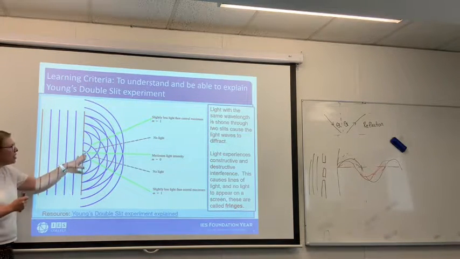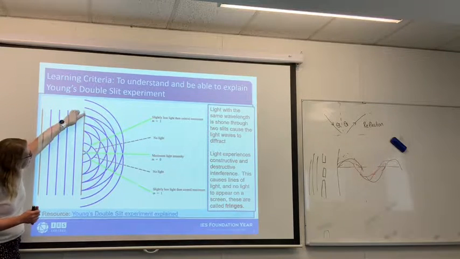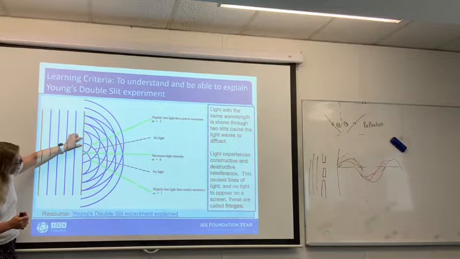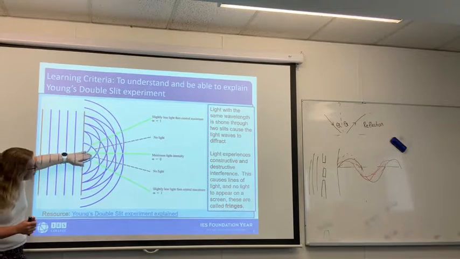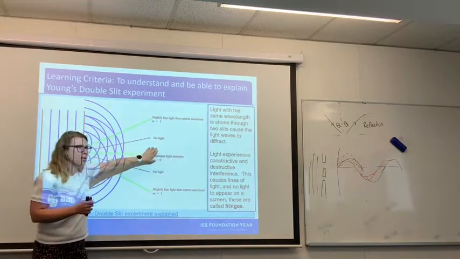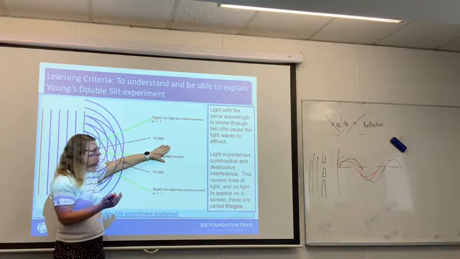So the idea is that when we have, here's my blue wave fronts. The black is sort of the boundary. I've got my two slits here. This will produce a maximum light intensity in the middle, because the waves have to travel the least amount of distance.